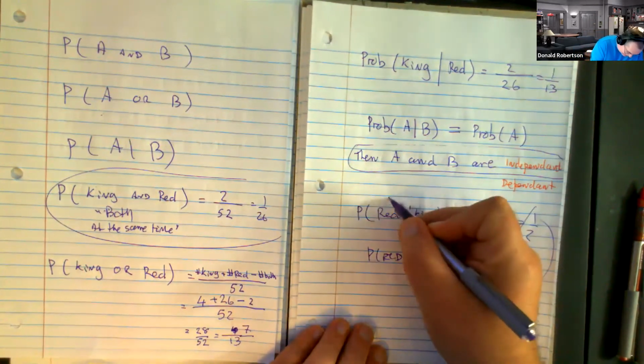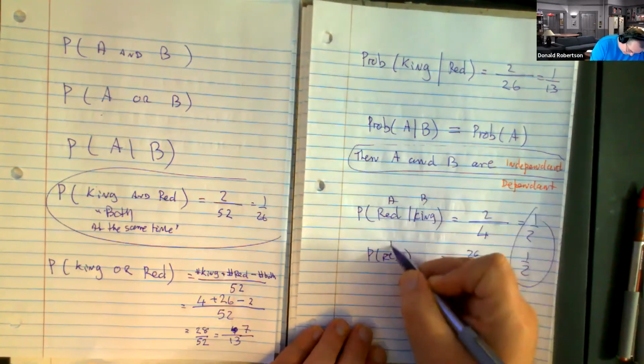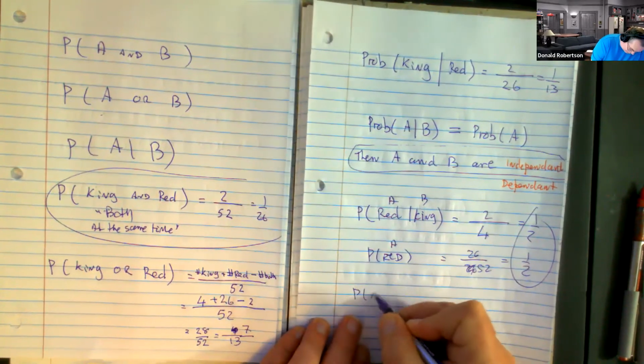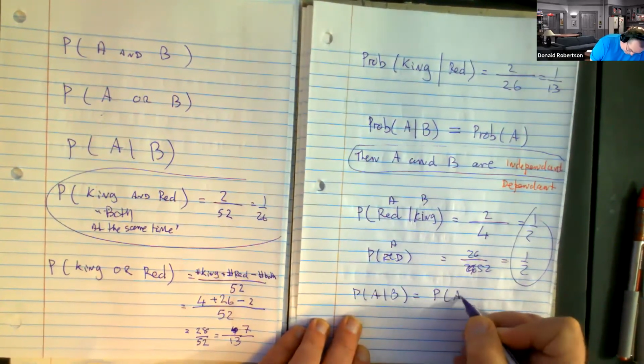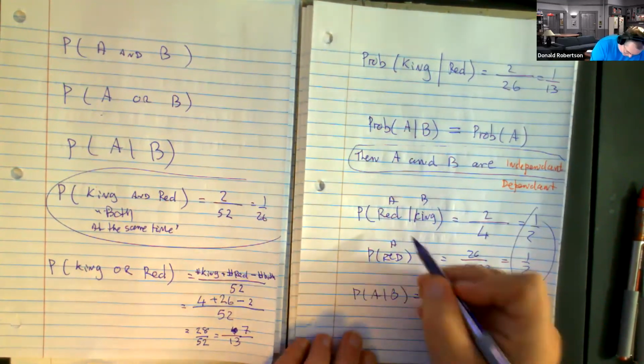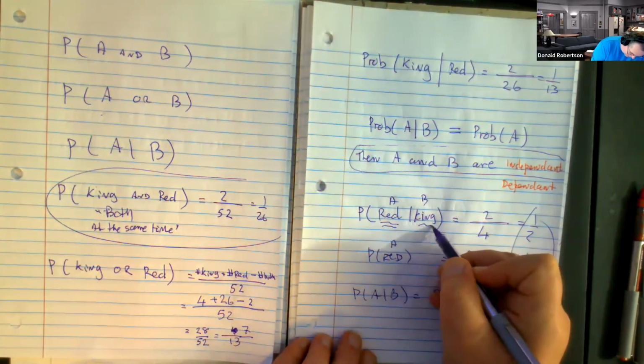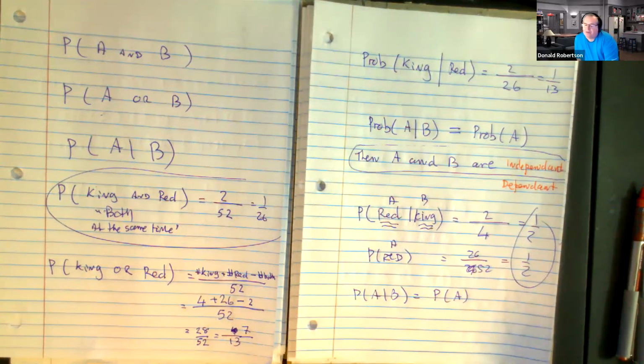Think of that as my A and that is my B. Isn't the probability of A given B, which is a half, the same thing as the probability of A, which is a half? So that means red cards and picking kings are independent events. In other words, if you got a red card, it does not have any effect on the chances that it's a king. It's just as likely to be a king whether it's red or not. And the opposite is going to be true.